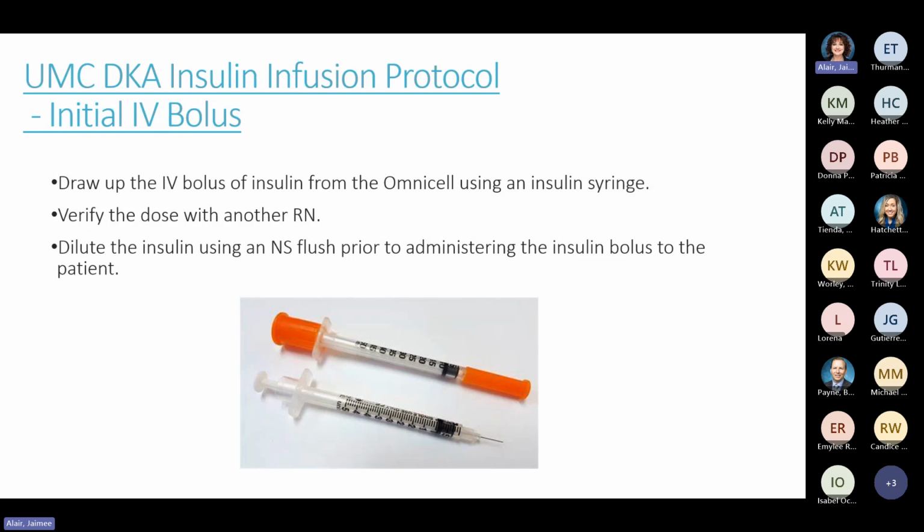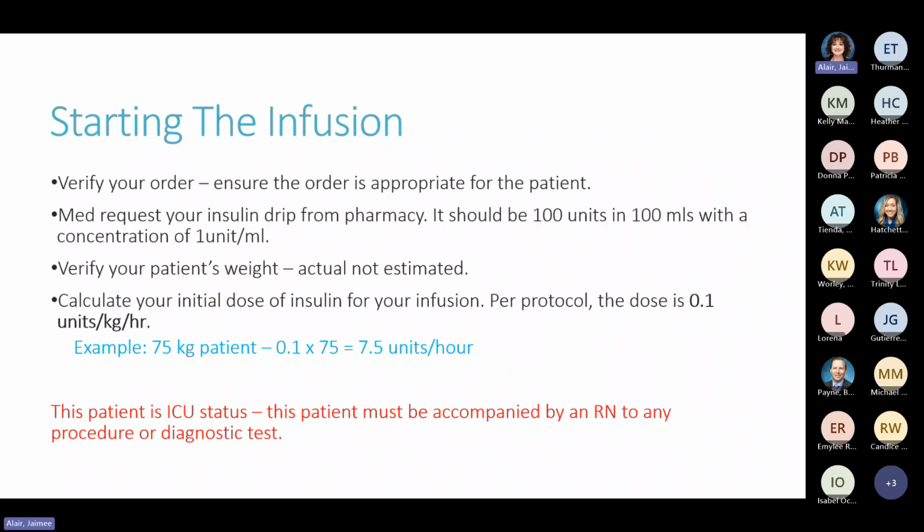The dose is verified with another RN, and then it's diluted into an NS flush, and then it's given to the patient. I think this is one thing that's super important when you're considering going back to the potassium: making sure that level is there and that it's confirmed with the physician. They know what it is, because we don't want to give a push dose of insulin and start an insulin drip if the patient's potassium is already low, because then we're going to see the changes in their rhythm and everything like that.